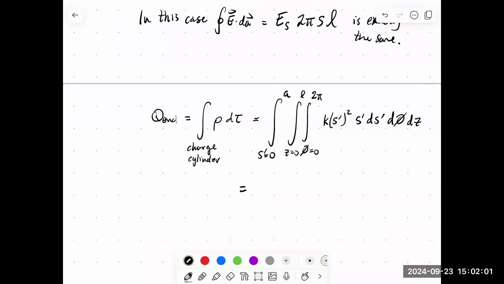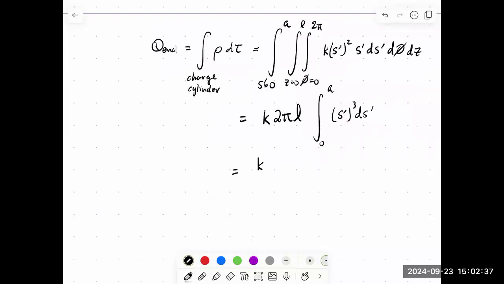Okay, so K comes out. We'll get a 2 pi from the phi integral. We'll get an L from the z integral. And then we have S prime cubed, so we'll just do S prime cubed dS prime, 0 to A. I think that's probably right. And so we're going to get A to the fourth over four. And so it's going to be K pi L A to the fourth over two, I think. Let me see. Q enclosed is pi K L A to the fourth over two. Yep. All right.